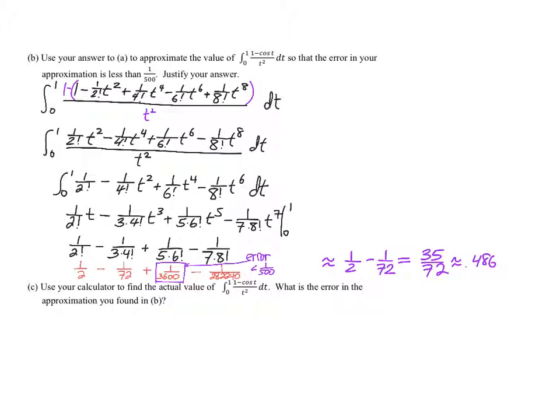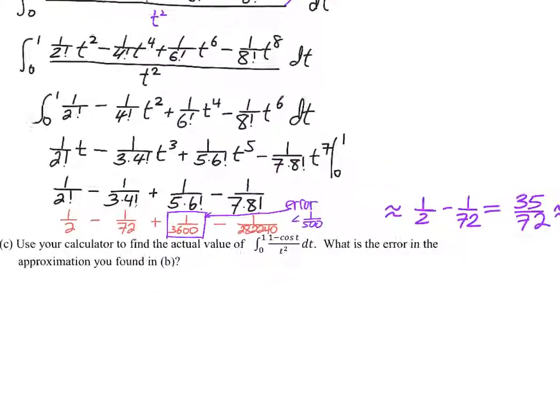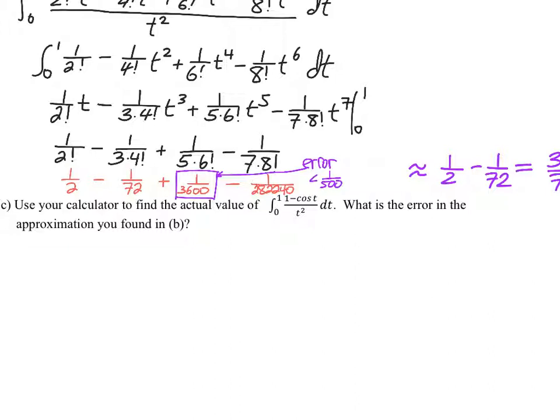I'm just going to run a math 9 on the original function and jot down what the calculator says. That's going to give us approximately 0.48638536762.